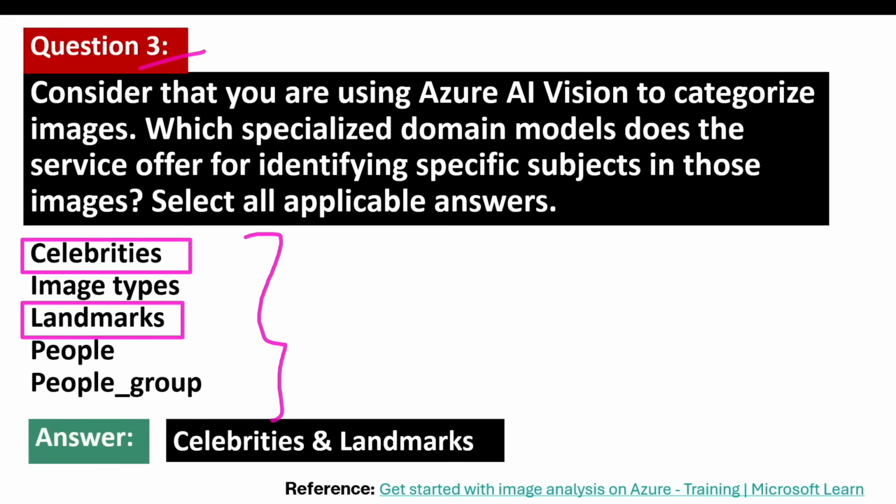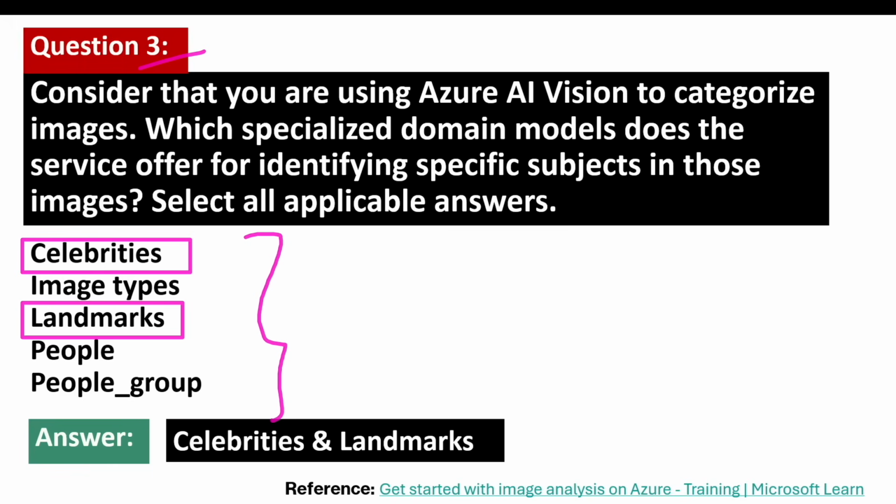When categorizing an image, the Azure AI Vision service supports two specialized domain models, celebrities and landmarks. So, what is this Azure AI Vision? Azure AI Vision is a cloud based service by Microsoft that offers powerful image processing capabilities. It uses advanced machine learning models to understand and analyze images, making it easier for businesses and developers to integrate image recognition and analysis into their applications.